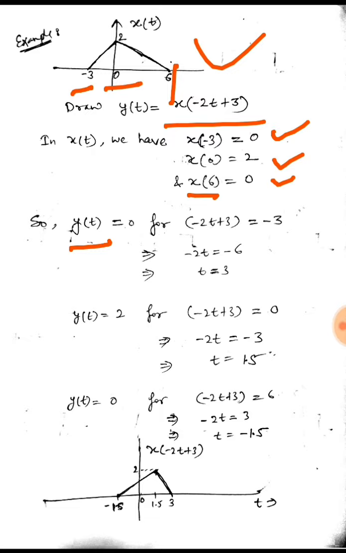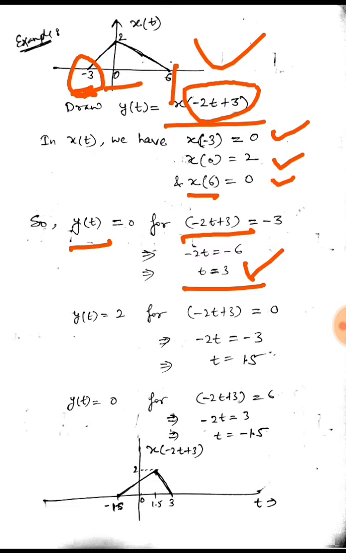So y(t) should be 0 when this time, that is -2t plus 3, is -3, as x(t) was 0 at -3. So y(t) would be 0 when -2t plus 3 is -3. So equating both these, I get t is equal to 3, that is y(t) would be 0 at t equal to 3.